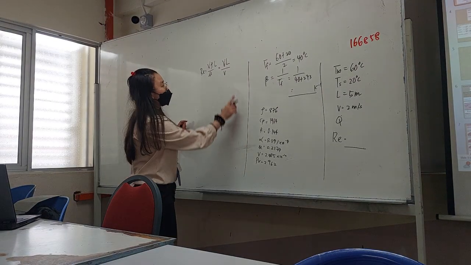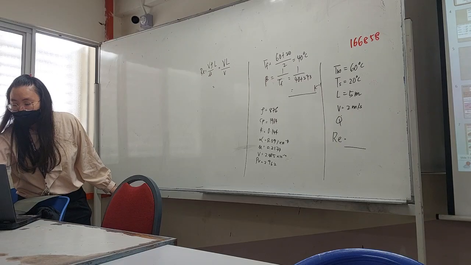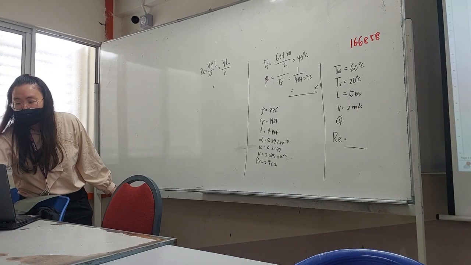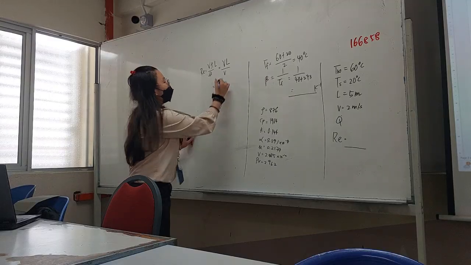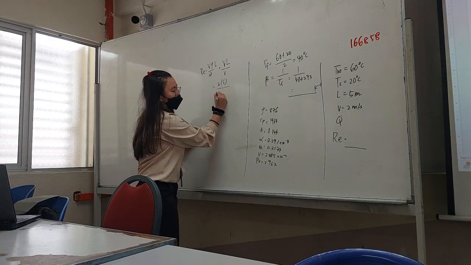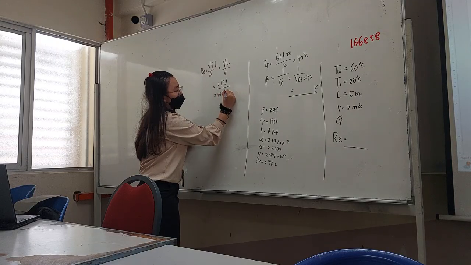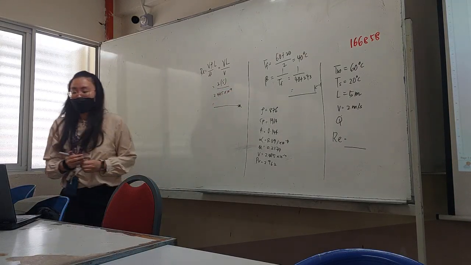So V velocity, they give you 2. L is 5 meter. This one kinematic viscosity, 2.485 times 10 to the power negative 4. By that you get the Reynolds number.